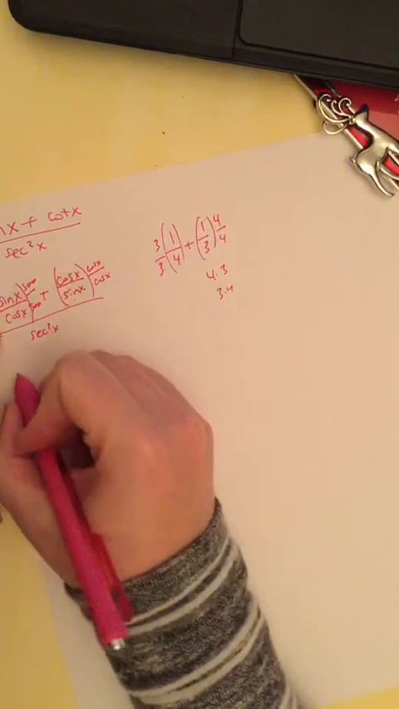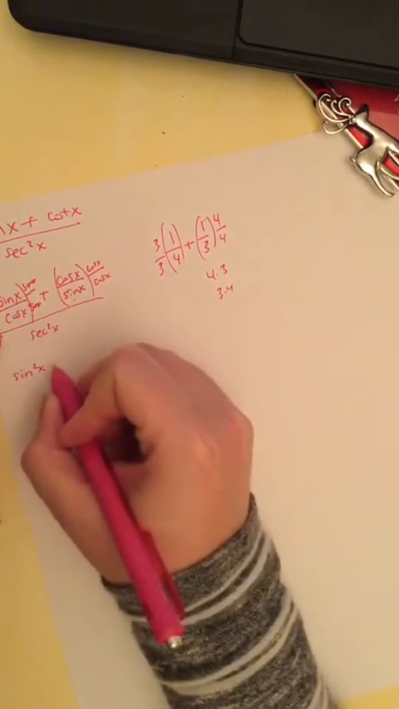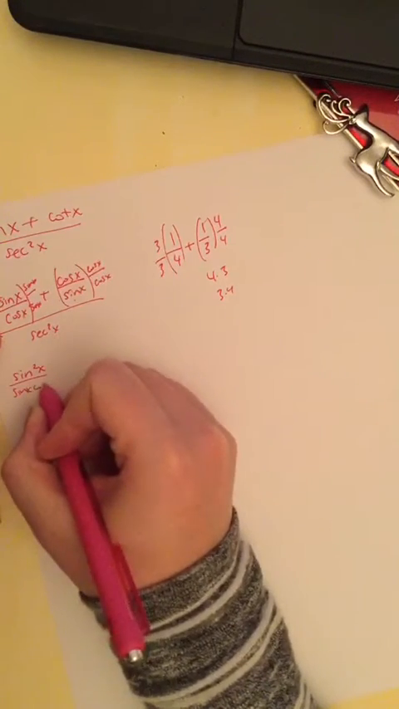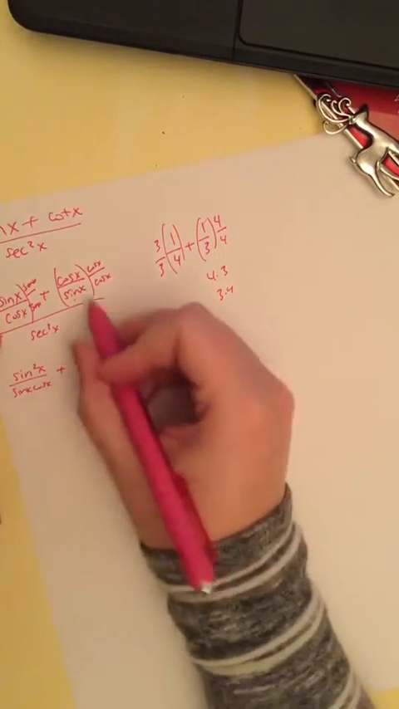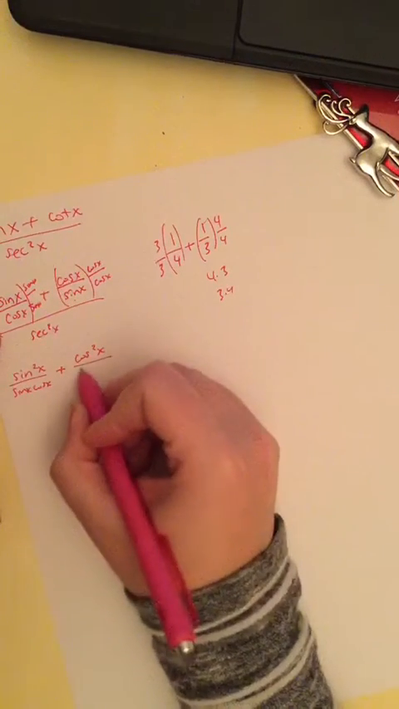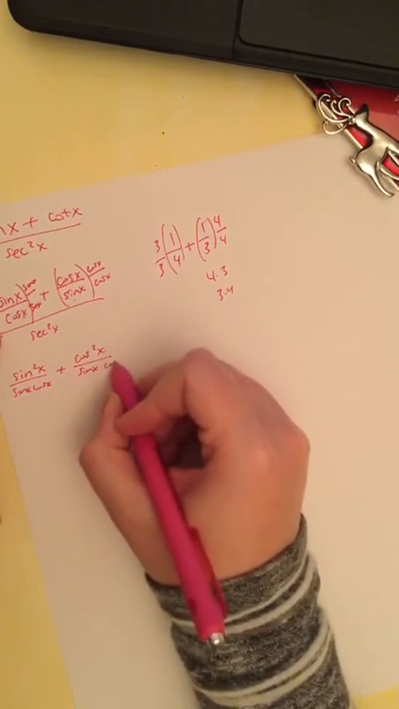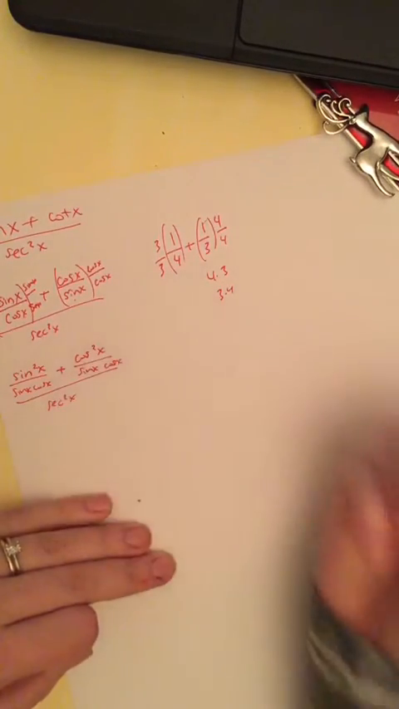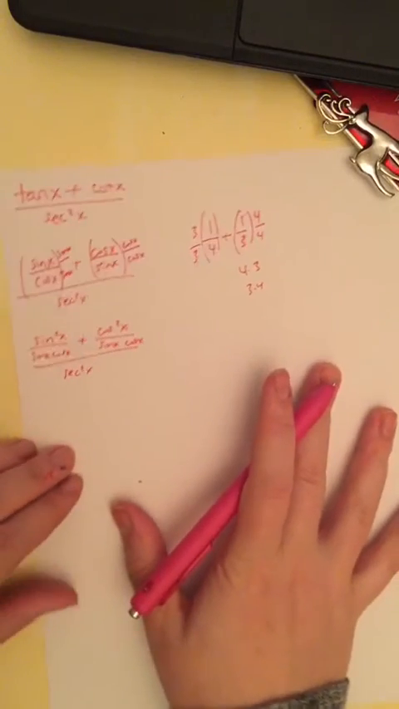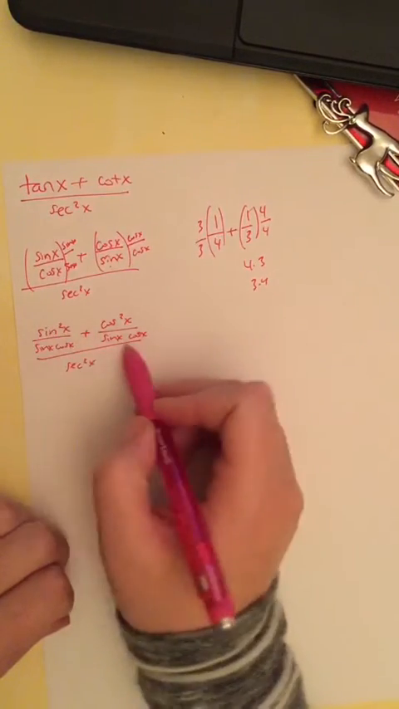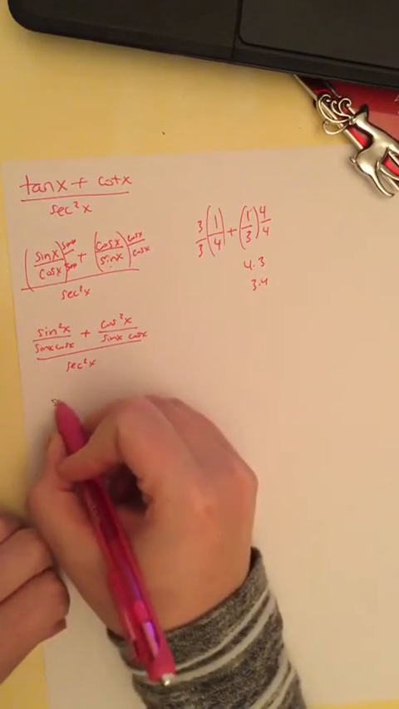Then I'm left with sine squared of x over sine of x cosine of x plus cosine squared x over sine of x cosine of x. And again, all that is still over secant squared of x. We're just not dealing with that yet, okay? So now I notice I have a common denominator. I can go ahead and add the numerators and leave the denominators the same.